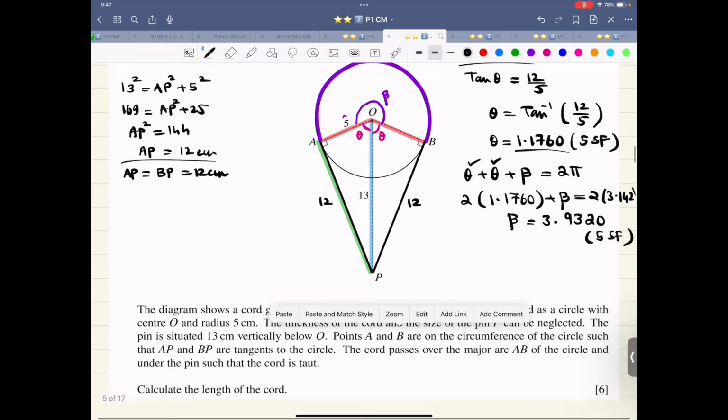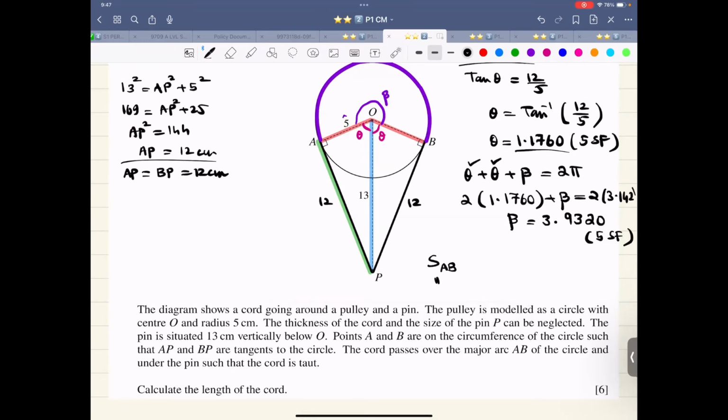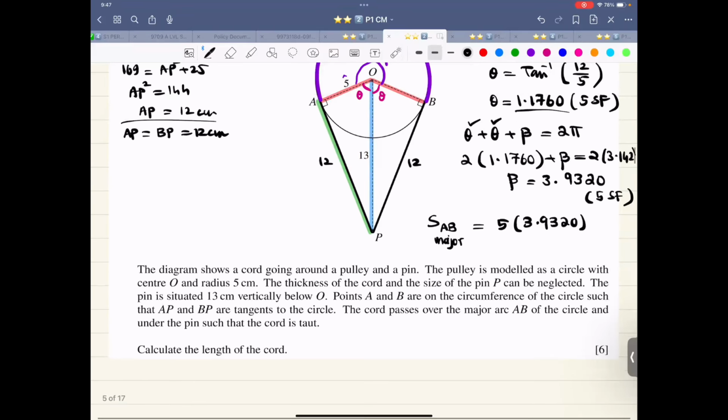Now, what do I need? I need the length of the chord, so I need arc length. So arc length AB, major, that is 5 times 3.9320. Multiplied by 5, that is 19.66 centimeters. Now it's 4 SF.